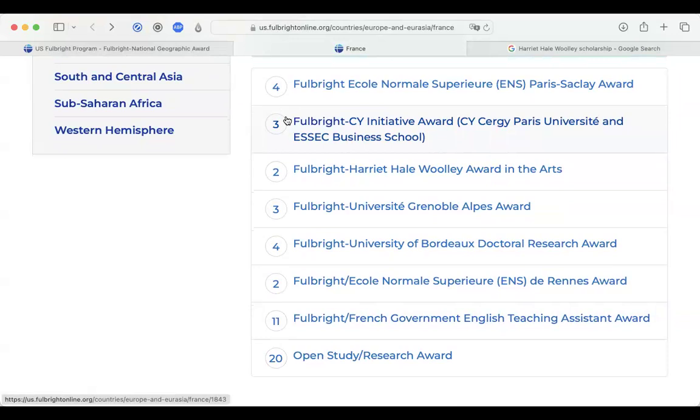Also, I will just mention that if you were considering the Fulbright ETA, there is another French government program that brings American college graduates to France to teach English. There's also a lovely thing, and you should absolutely apply for both if you're considering doing that.